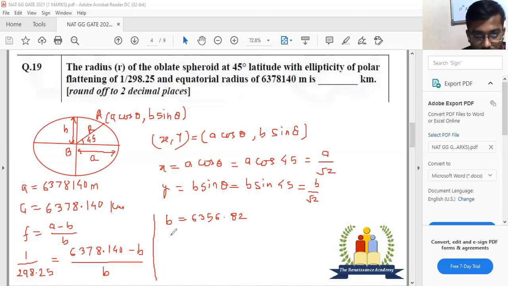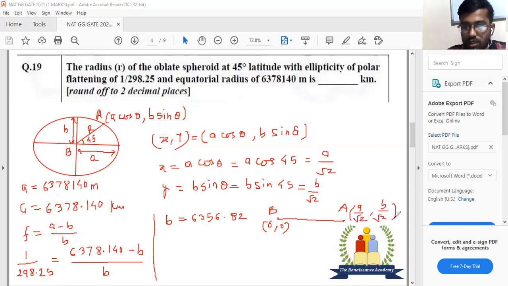Now we need to calculate distance BA. This is B and this is A, by using the distance formula. B is actually the origin, so 0, 0, and the coordinates of A are A by root 2 and B by root 2. So with the help of the distance formula, we can easily calculate this distance R.